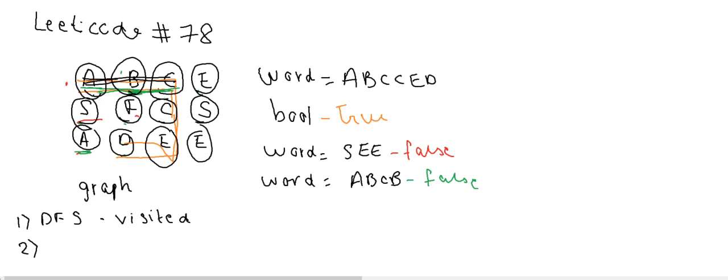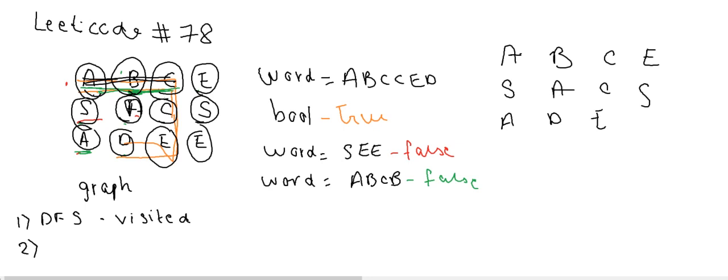And now, for example, there is one more. Instead of this F, there is A here. Okay, let's assume. So we have a matrix something like this: A, B, C, E, S, A, C, S, A, D, E, E. So I'm starting DFS from here.